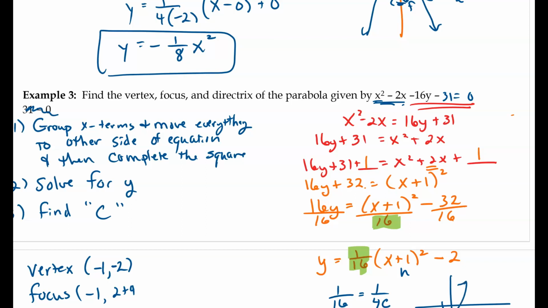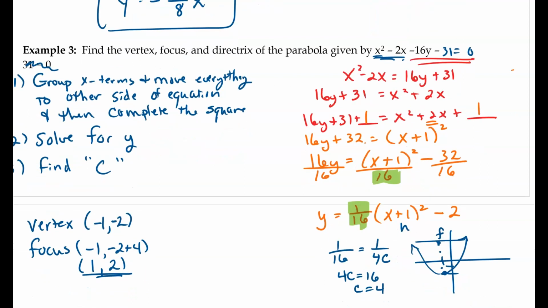Okay, we know it's opening up in some way, shape, or form, and c is a positive 4. So I have to count up 4: 1, 2, 3, 4. And that's going to be your focus. So our focus, make sure I do this one right because I had to add 4 onto it, is going to be at negative 1, positive 2, because we took our value for c, which you found to be 4, and I added it on going up. Opening up, the focus is inside.